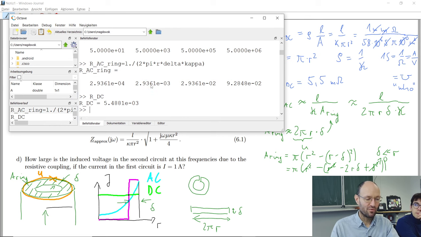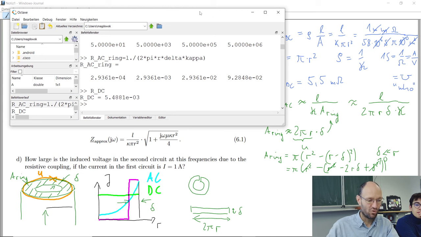Okay, think about it. Let's use this more exact formula here, the one that is also given on the exercise sheet. I will call this Z approx, the approximate impedance, and this is L divided by kappa and pi R squared.